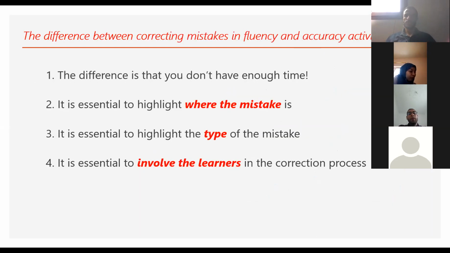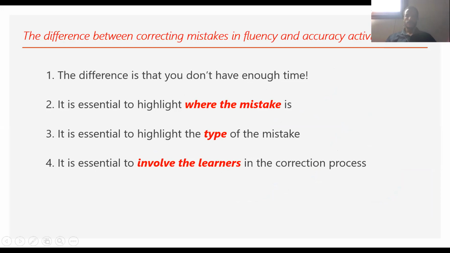So the difference between correcting mistakes in fluency and accuracy activities. Number one, the difference is that you don't have enough time. If you are correcting fluency, you may not have enough time, but if you are correcting accuracy, you have enough time. You get the worksheet, you get the student's task, and you correct it. You have time. But when they are speaking, you may not, because they are speaking quickly and they may make a lot of mistakes, and you may not have enough time to correct each mistake.